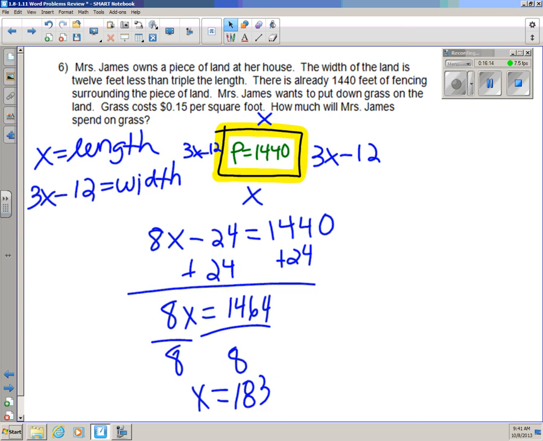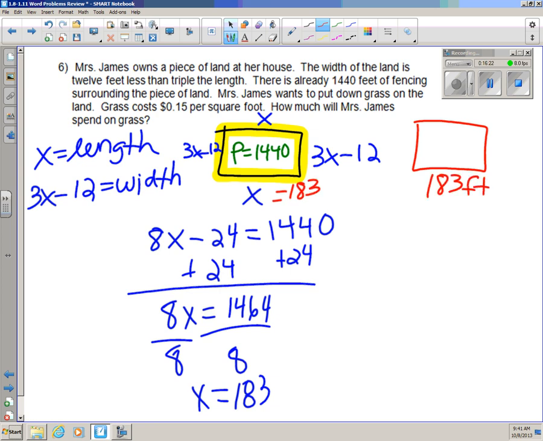So if I go back into my picture, I'm going to draw this again. x, which is my length, is 183. So that means this is 183 feet. If I plug in what x is here, and I do 3 times 183, and then subtract 12, again, you need your calculators, this comes out to be 537 feet. All right, great. So I found those dimensions, but wait a second, there's more to this word problem.